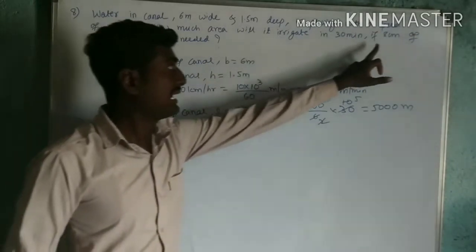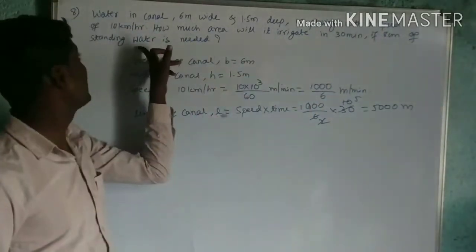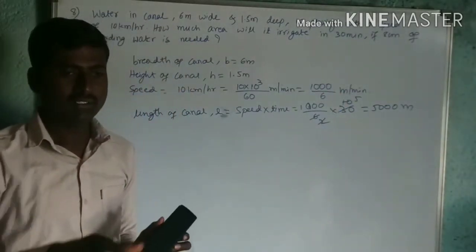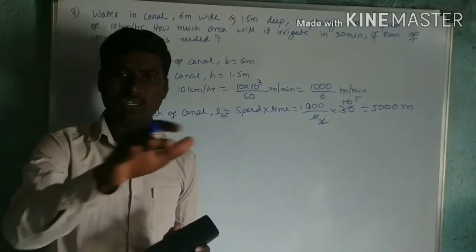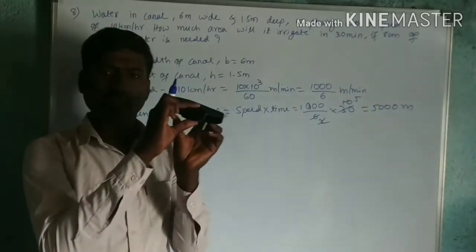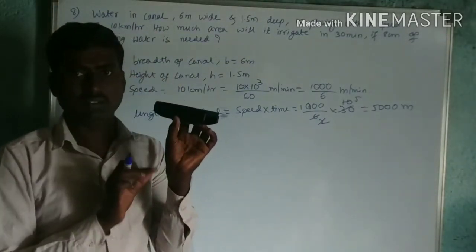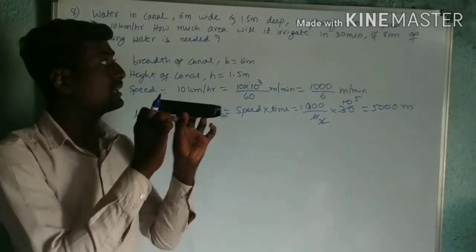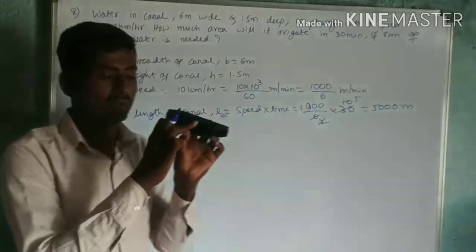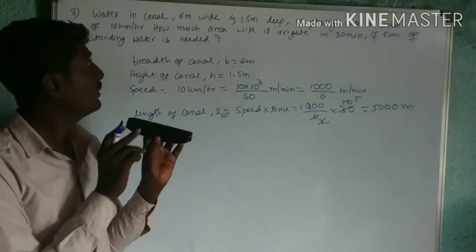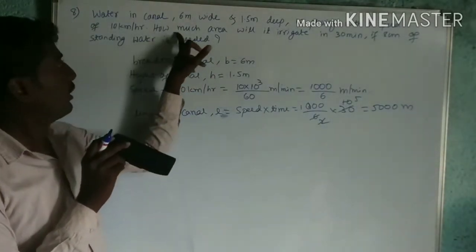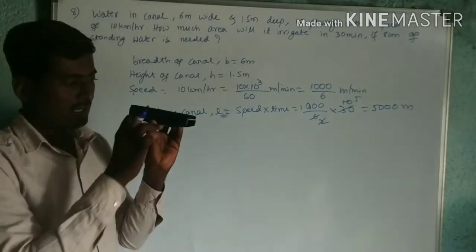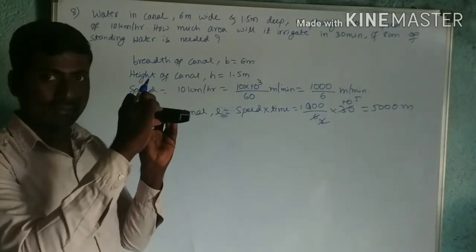So the height of the standing water is how much? 8 centimeter. Let us assume there is one area where the water is standing. Let us assume this is the water, standing. The height of this water is given as 8 centimeter. Then what do we have to find? How much area. We have to find the area here. So here the height is given.